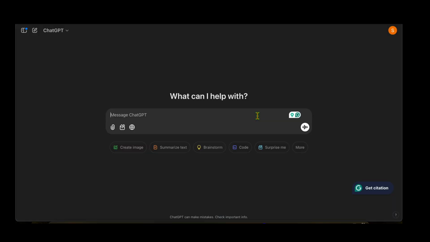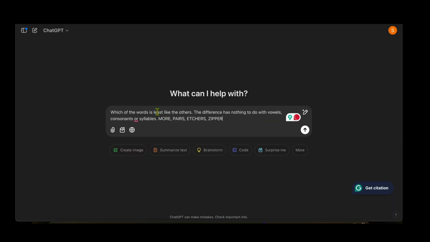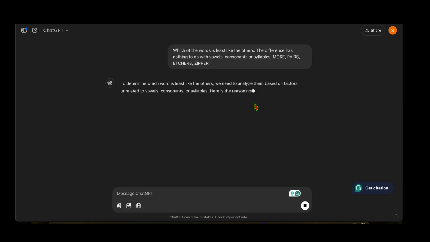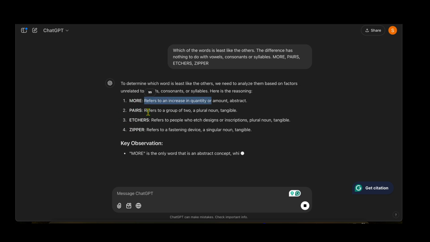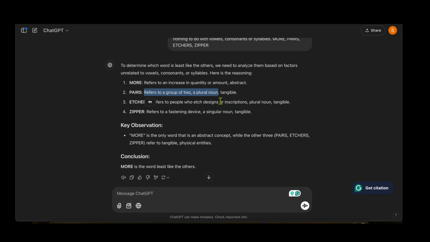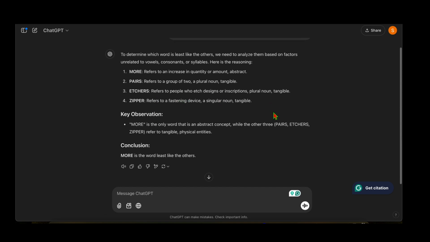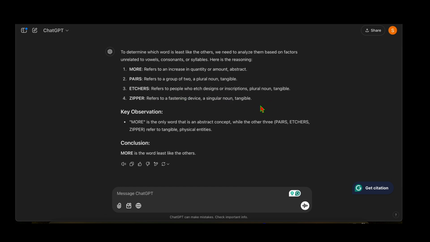Let's ask a different verbal reasoning question, and this time ask which of these words is least like the others. The difference has nothing to do with vowels, consonants, or syllables: more, pairs, etches, and zipper. We have asked ChatGPT a few times this question, so it should be bang on, but let's try it out again. It comes up with these bullet points: more refers to an increase in quantity, pair refers to a group of 2 or a plural noun, etches refers to people who etch, design, or inscribe, zipper refers to a fastening device or a singular tangible noun, and eventually it comes up with more is the least like the others.